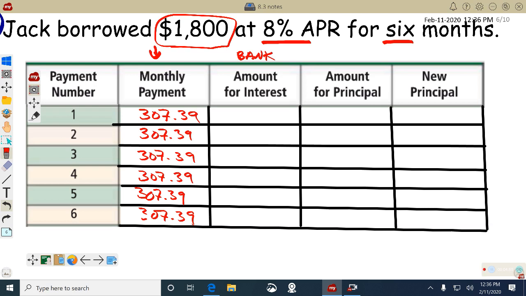So the question for today's notes is, when Jack makes that first payment of $307.39, how much is the bank going to keep and how much is going to go towards the principal? Remember, principal is what he borrowed. This is principal. How much of this payment is going to go to the principal is the question.